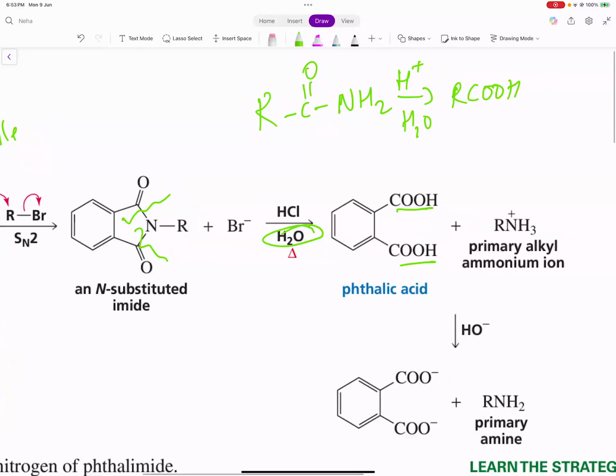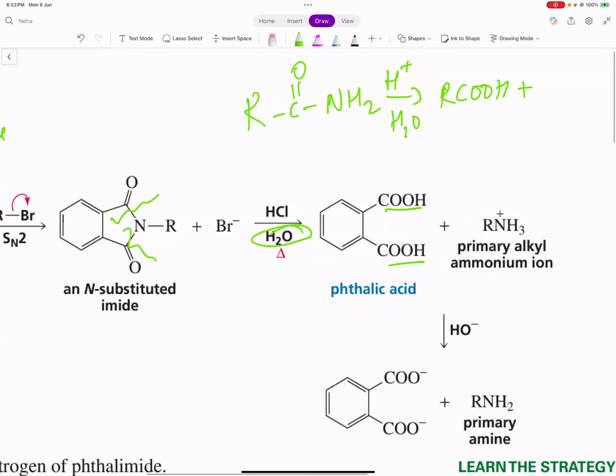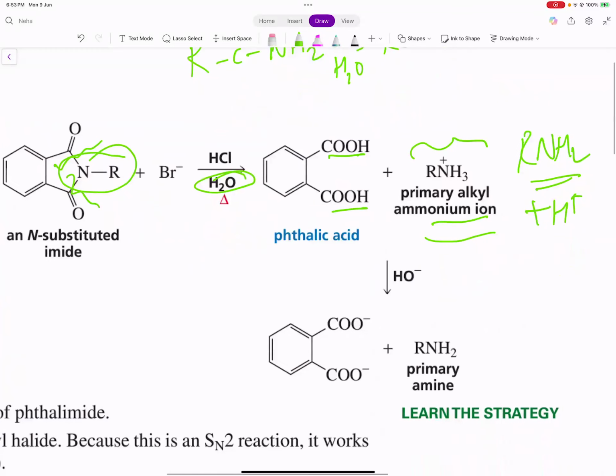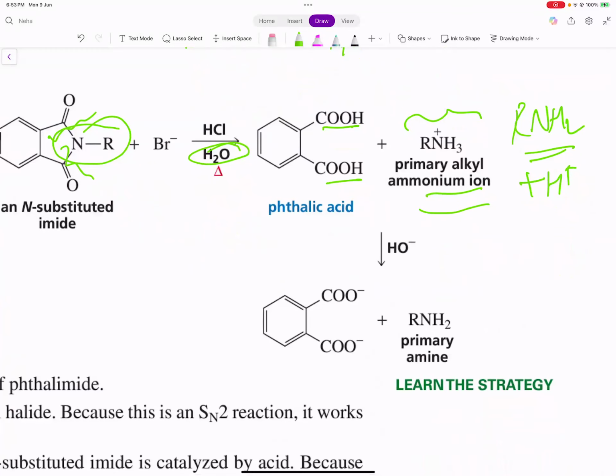And obviously, since the medium is acidic, when the amine has come out, it will be immediately protonated. So it will not stop at RNH2 because the medium is acidic. Immediately H plus will be added and I'll get this. So in order to get a free amine, I have to treat it with a base. The moment I treat it with a base, I get a primary amine.